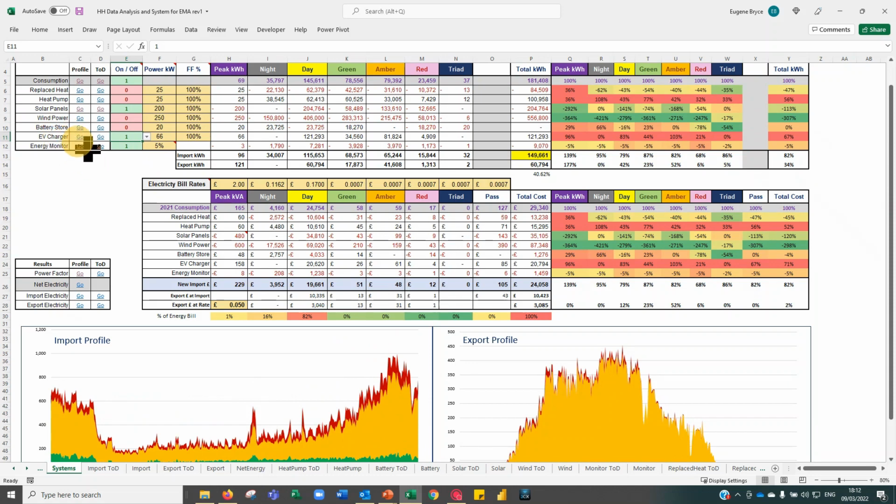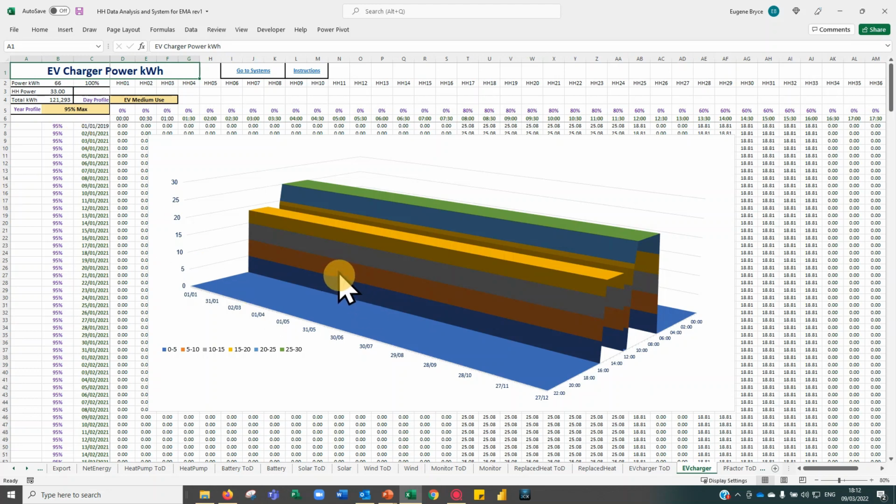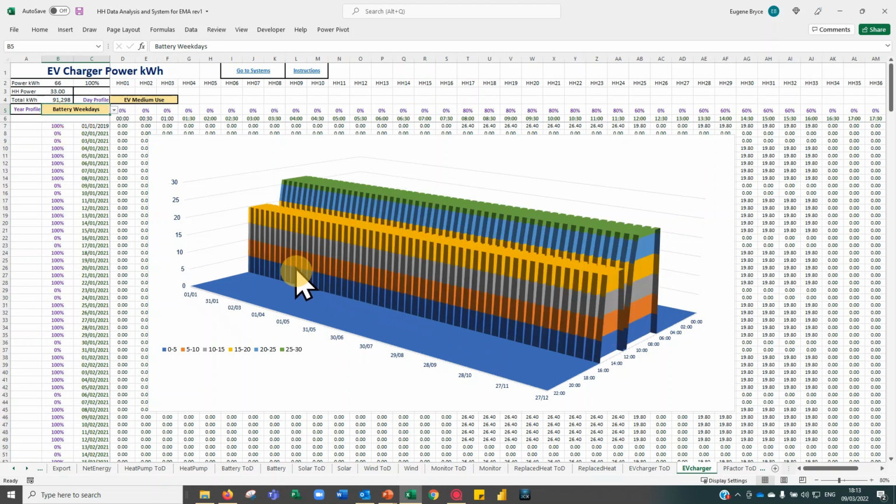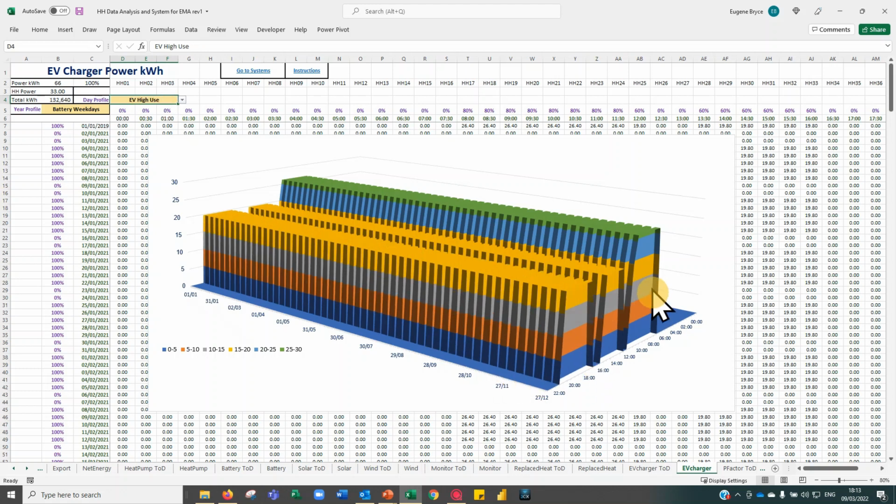Let's look at the profile that we've given for EV chargers. So this is the profile we've set for EV chargers. And what I'll do is I'll just select weekdays. So this is the EV chargers just being used on working weeks, and EV medium use. So if I bump it up to EV high use, you can see I've added another charging cycle. So what we have here is somebody charging in the morning, early afternoon, and then late evening.